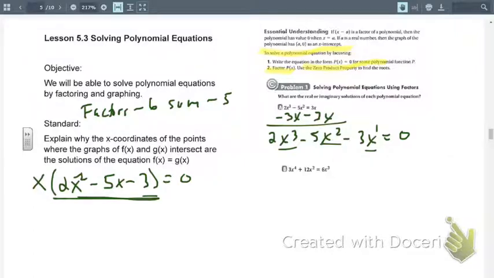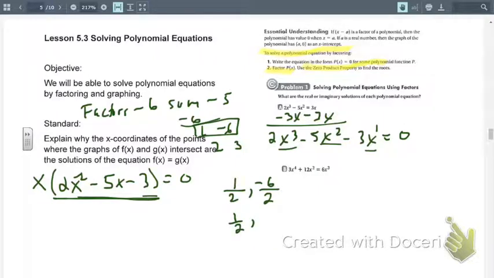Well, factors of 6, 1 and 6, 2 and 3. We want the factors of negative 6, so one has to be positive, one has to be negative, so we're going to make that 6 negative, because when you add these two together, you're going to get negative 5. Alright, now, what are we going to do next? We take the 1 and we write it over our a, which is 2. And then we take the negative 6 and write it over our a, which is 2. And then let's reduce. So we have 1/2 and we have negative 6 halves. That's negative 3 over 1.